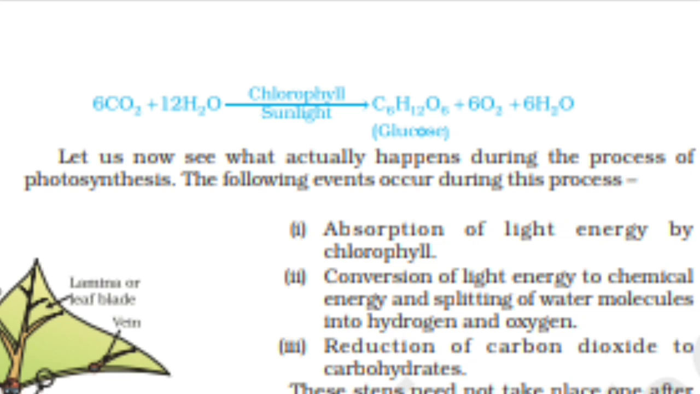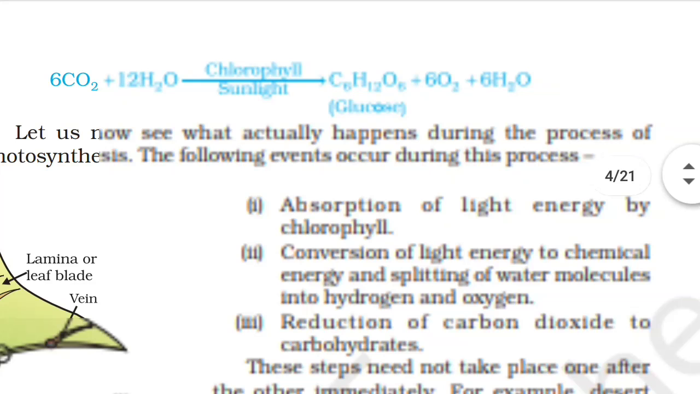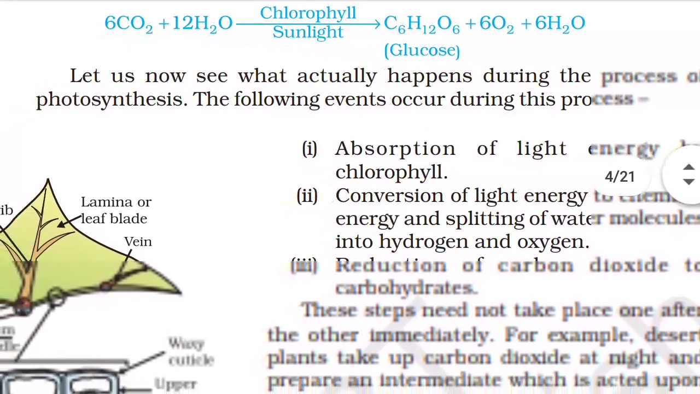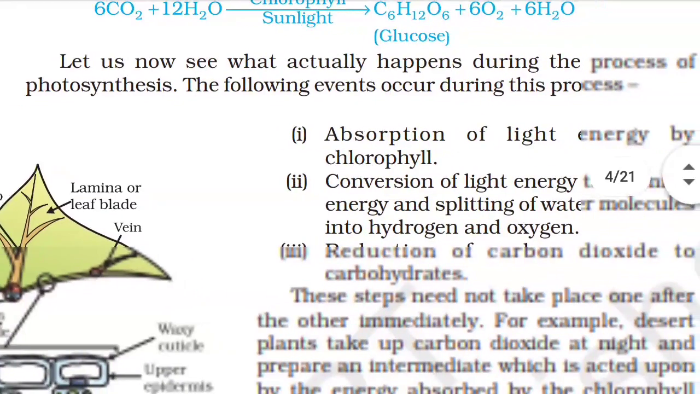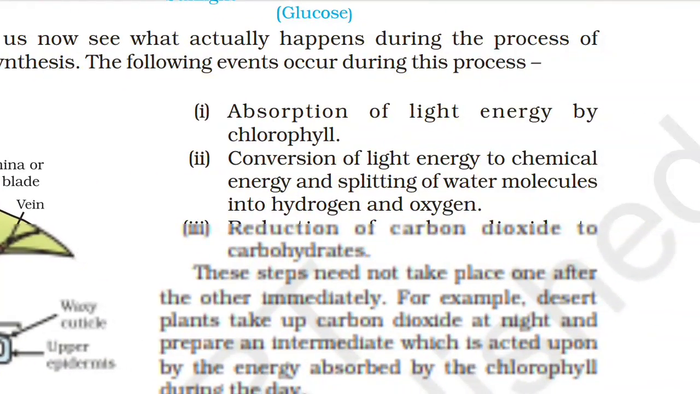6CO2 plus 12H2O in the presence of chlorophyll and sunlight give rise to C6H12O6, which is glucose, plus 6O2 plus 6H2O. Let us now see what actually happens during the process of photosynthesis. The following events occur during this process.